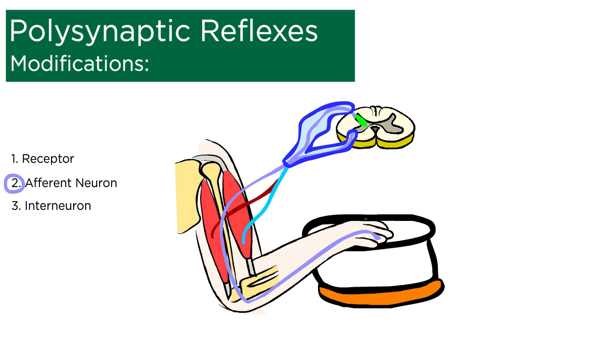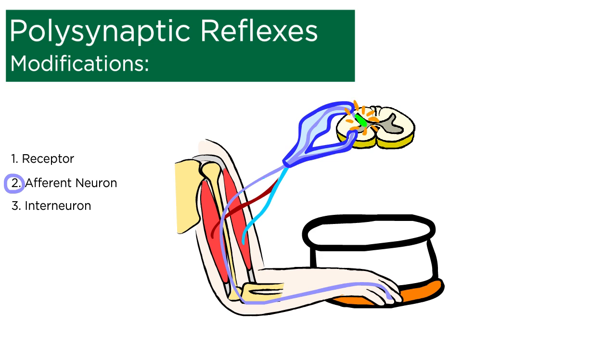In contrast to a monosynaptic reflex, the afferent neuron does not synapse onto the motor neuron. It actually synapses onto what's called an interneuron. This interneuron then diverges onto the motor neuron, which will then send a signal to the biceps brachii muscle to cause the withdrawal of your hand from the stove.